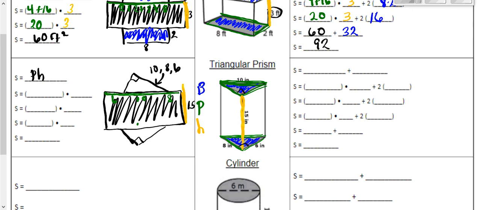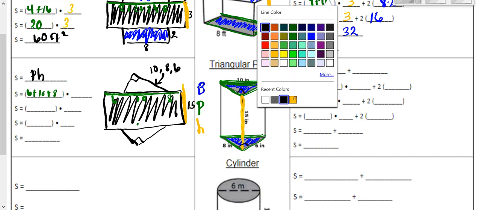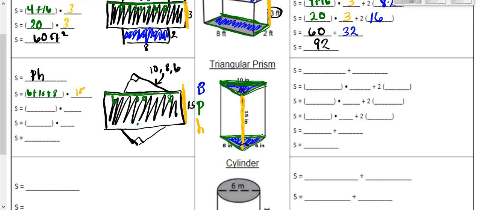Okay, green is represented by the perimeter of the base, which is 6 plus 10 plus 8, times my height, which is 15. Okay, so 6 plus 10 plus 8 is going to give me the perimeter of my base, and that is 24. And I'm going to multiply that by 15.